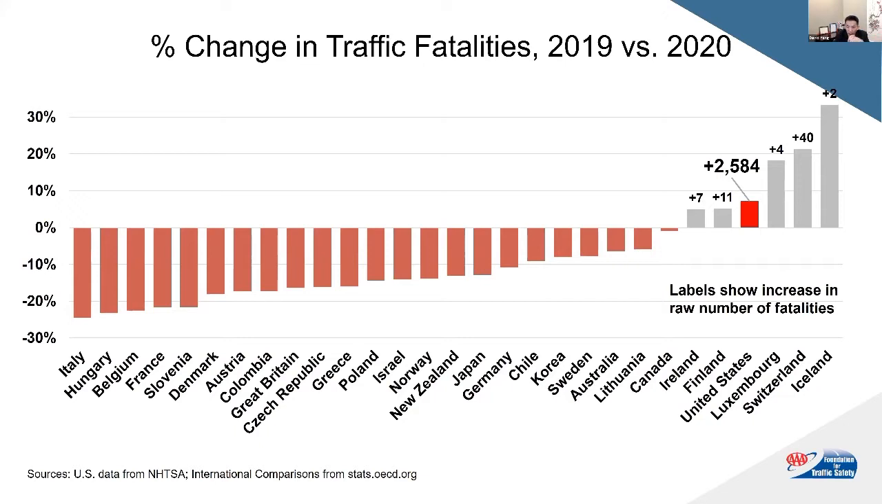Let's look at another figure, comparing the totals. This is the raw number of traffic fatalities in various countries in 2019 versus 2020. When you look at this, pretty much in all the countries where travel was reduced due to COVID, the total number of fatalities actually went down. There are some developed countries, for example the UK, Japan, Sweden, and France, where the numbers went down.